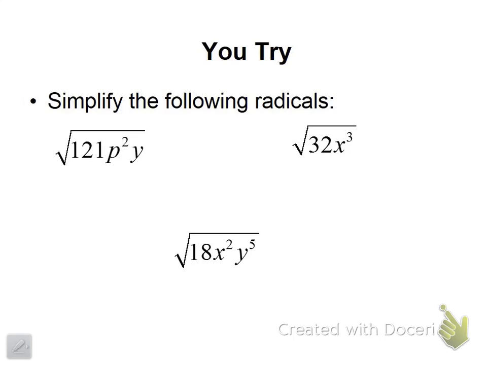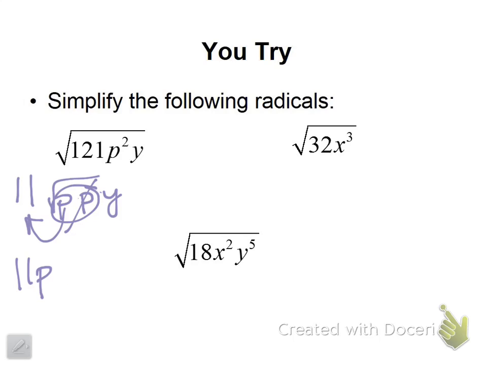Okay, so the square root of 121 I know is 11, so I automatically have my 11 on the outside. Okay, p squared is p times p, so if I put that in my square root, it's p times p, and then I still have that y. So I have buddies, I kill one off, and p comes out, so I got 11p square root y.